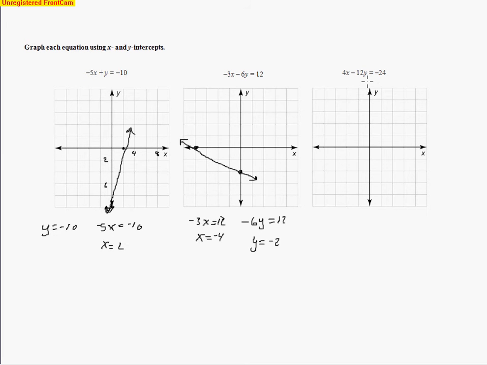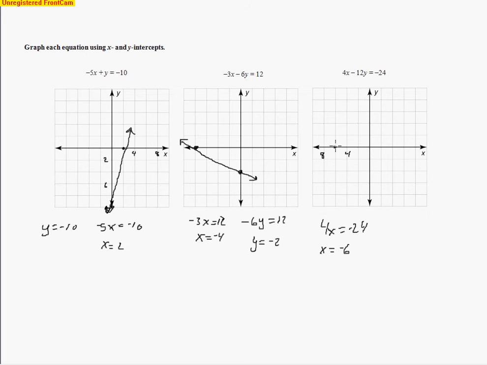So looking at the next one, again, I'm going to cover up the y term because I'm solving for x first in this case. 4x equals negative 24 when I cancel out the y term. Dividing by 4 gives me negative 6. So x equals negative 6. So I can't fit negative 6 on this. So I'm going to go by 2's again. I'm going to call this one 2. This is 4, 6, 8, and so on.